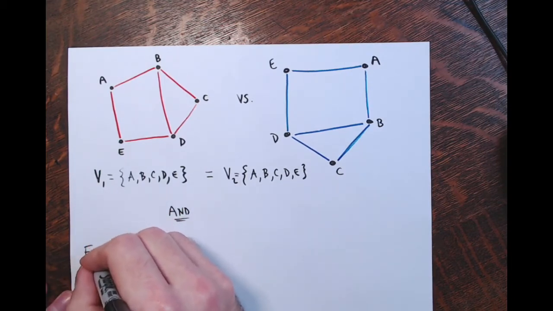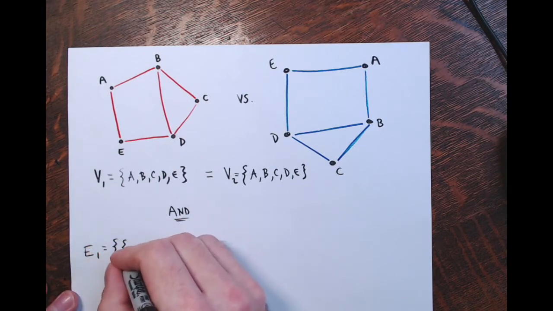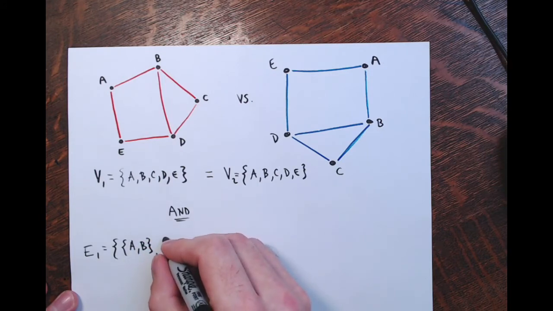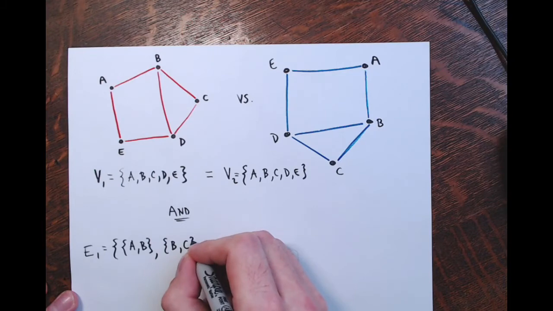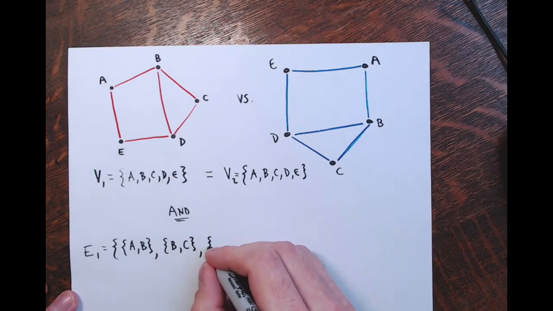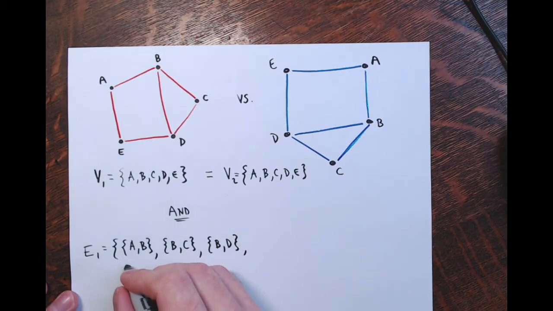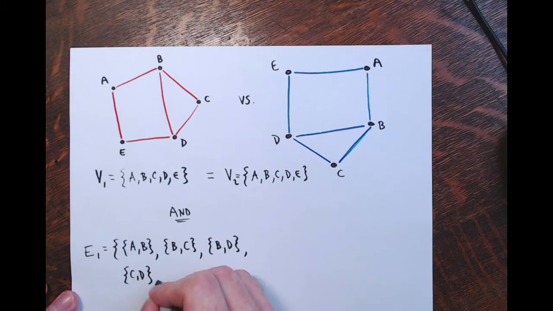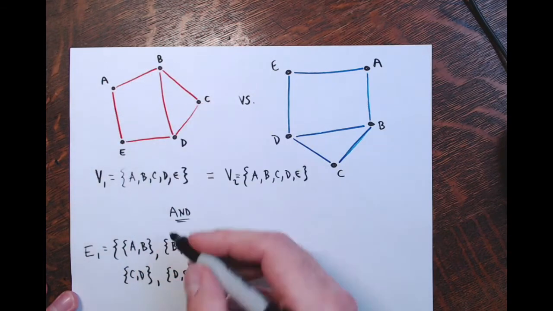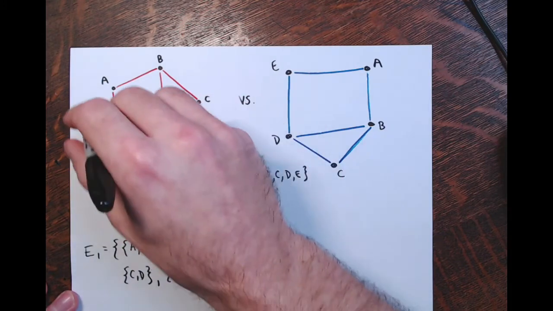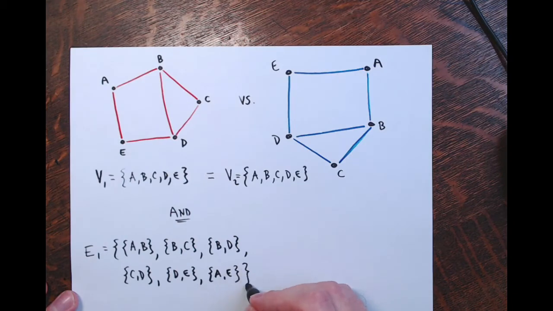So the edge set for graph 1. Well, you've got an edge from A to B, then B to C. You also have an edge from B to D, C to D, and D to E. And I guess I should have thrown in A to E first. A to E as well. But there are 6 edges here, 6 edges.